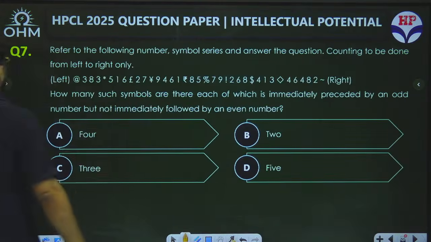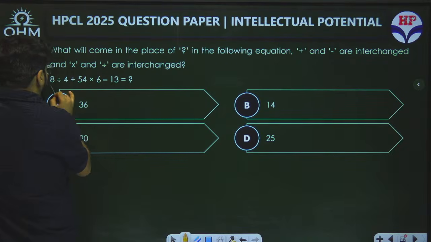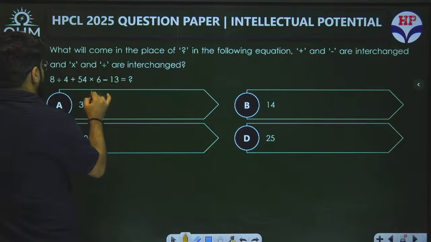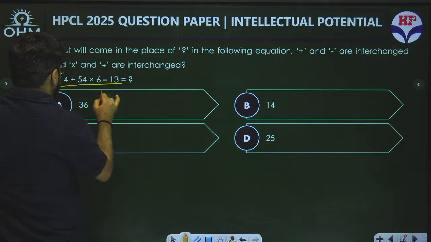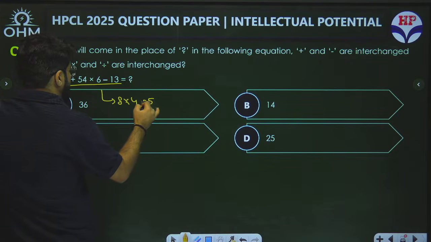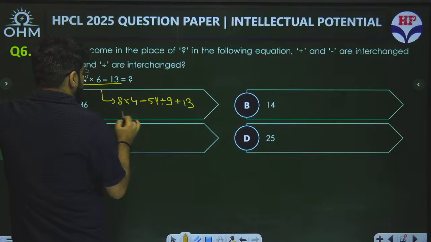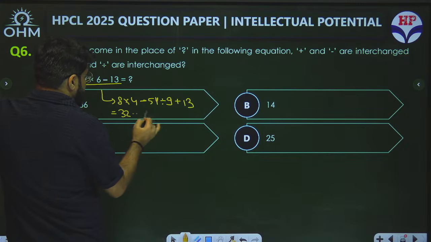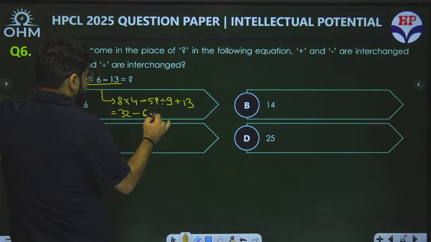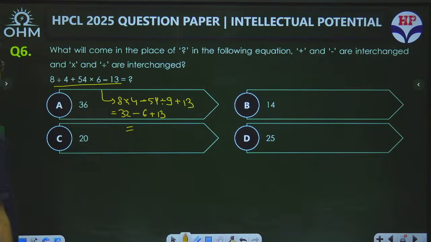Number 6, oh sorry. What will come in place of the question mark? In the following equation, if plus and minus are interchanged and into and divide are interchanged, so you have to interchange some operands. Accordingly, I will rewrite this calculation as 8 into 4, divide and into are exchanged, plus with minus, minus 54, into will become divide by 9, and minus will again become plus 13. So this is 32 minus 54 by 9, which is 6, and plus 13. So answer is how much? 26 plus 13, 39.